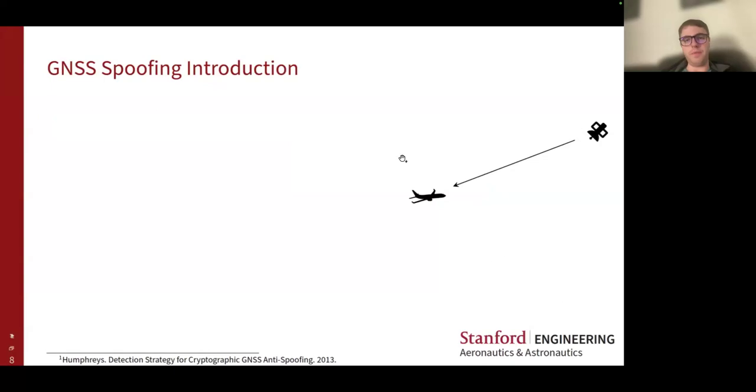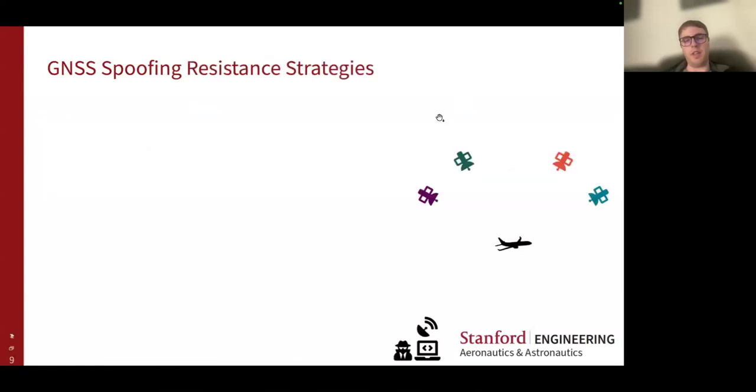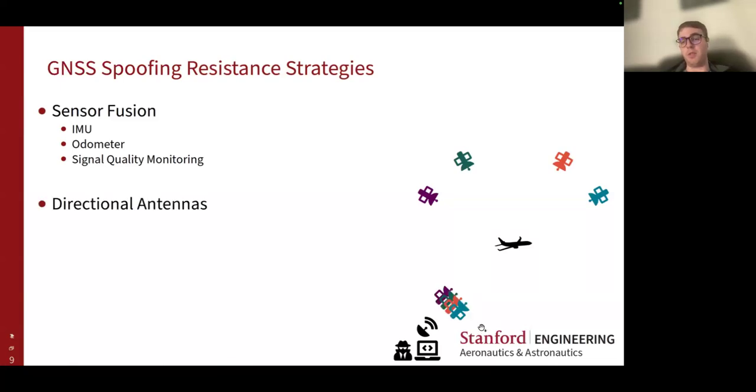Now on to spoofing. The problem with GNSS signals is that they're open signals, so anyone can download a GitHub repository and spoof the signal. This is our adversary, spoofing a plane. There are a couple of resistance strategies. We could sensor fuse: if the signal doesn't match the IMU, something's wrong. Directional antennas are a really nice one: if all the signals are coming from one direction on the ground, something's wrong.